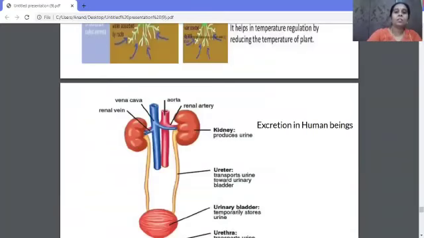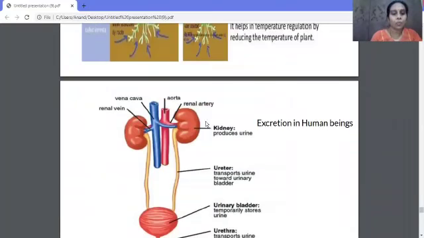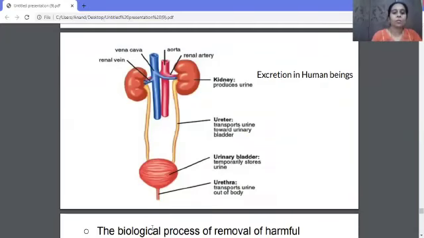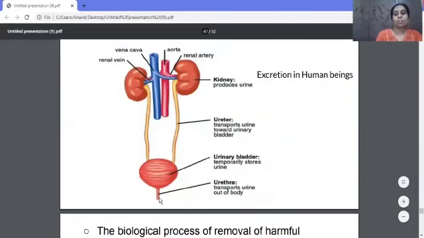So you can see here the kidney, it will filter and produce the urine. The urine from both the kidneys passes through the ureter and reaches the urinary bladder, and through the urethra, the outside opening, the urine will be transported out of the body. So this is how the urine will be formed.